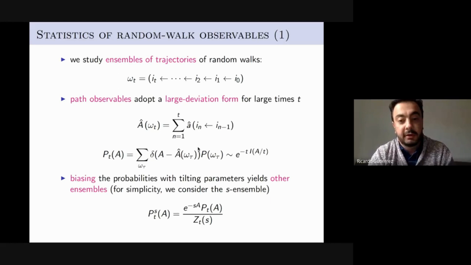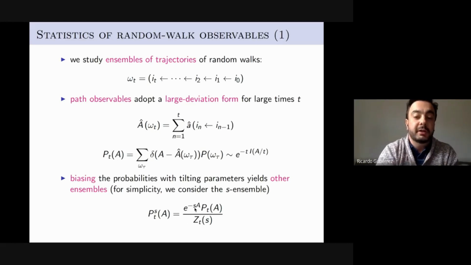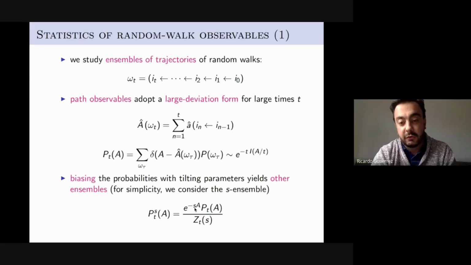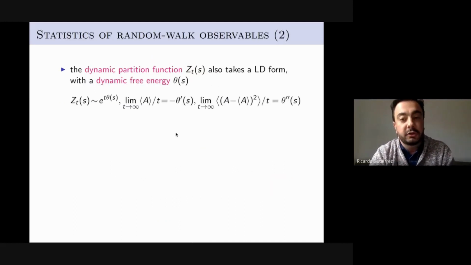As we said, we have this e to the minus S times A, this kind of Boltzmann factor that is biasing the distribution towards smaller or larger values of the observable. And Z here is a partition function, just a normalizing factor. So the partition function also takes a large deviation form like this, with a dynamic free energy theta of S. And from that dynamic free energy, you can find the cumulants, the statistics of the observable of interest.